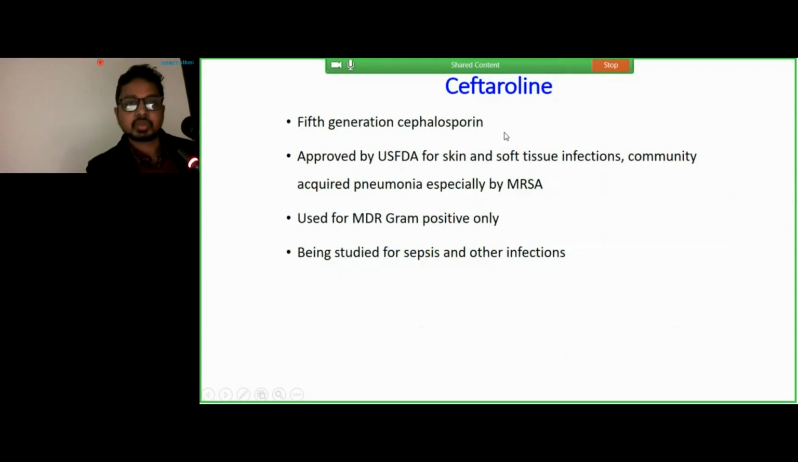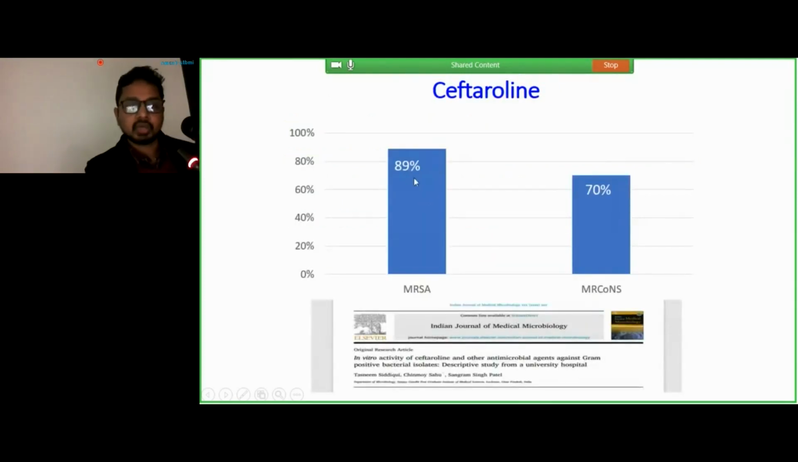Ceftaroline is a fifth generation cephalosporin mainly indicated for gram-positive bacteria and also for some gram-negative bacteria. It is approved by the US FDA for skin and soft tissue infections and for pneumonia, especially MRSA, and MDR gram-positive infections. When we tested, our assay showed that around 89% of our MRSA were sensitive to ceftaroline. It is an alternative to vancomycin, because some renal failure or renal toxicity patients cannot use vancomycin, so we can use this.